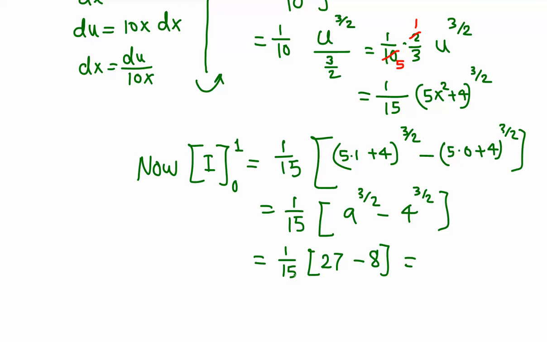Now that's on the top, 15 on the bottom. 27 minus 8 is 19. That's on the top. 1/15, so 15 on the bottom. So this is the final answer, 19/15.